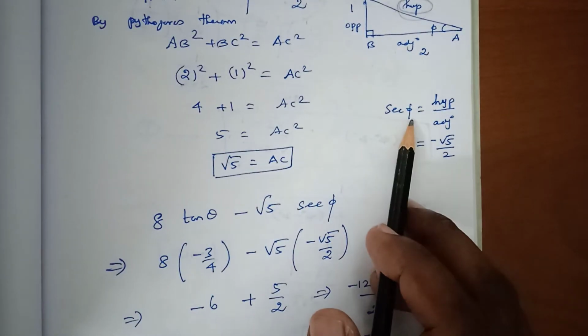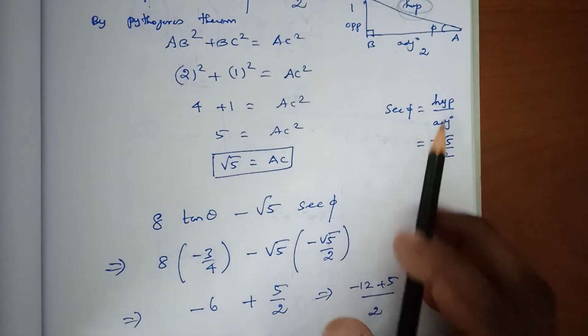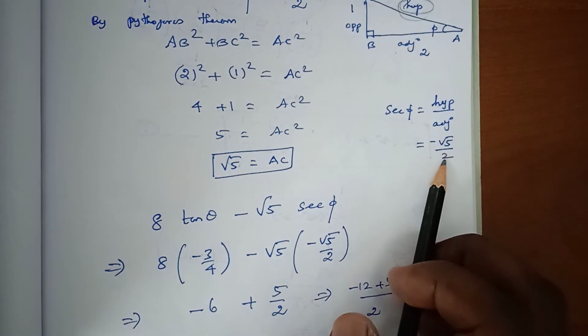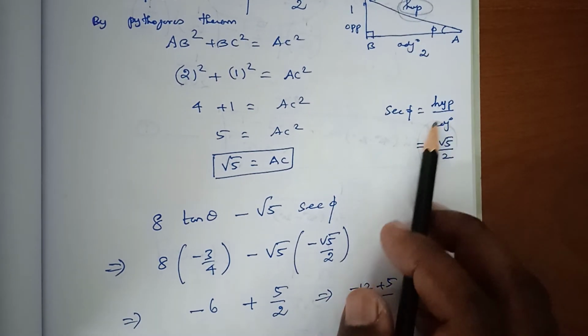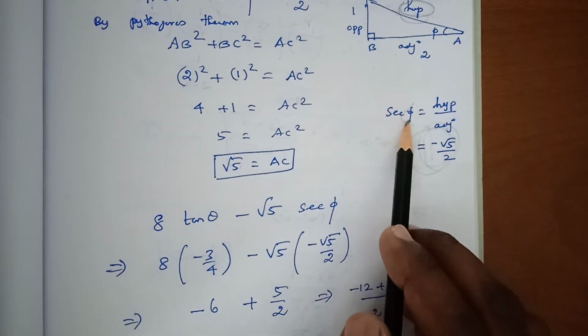The secant phi formula is the reciprocal of cos, so hypotenuse by adjacent. The hypotenuse is already known. So secant phi is minus root 5 by 2, since only tan is positive and the remaining ratios are negative for the angle phi.